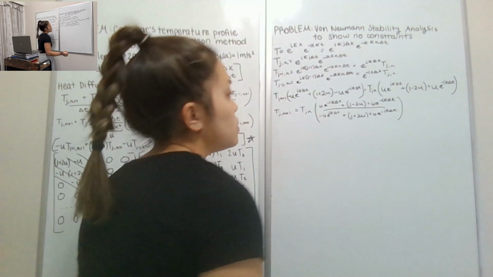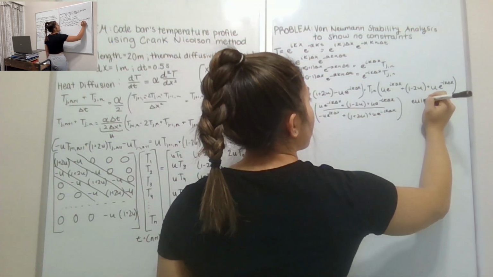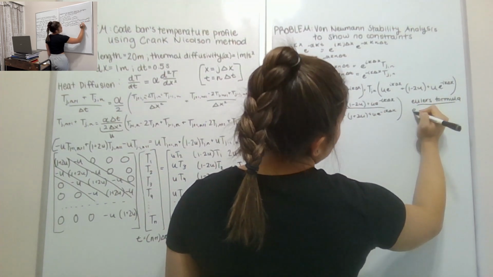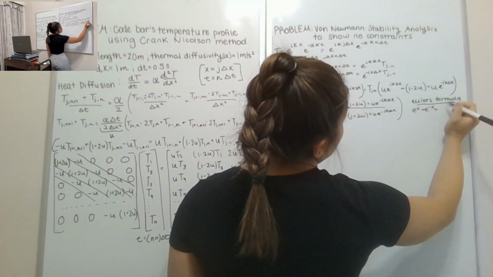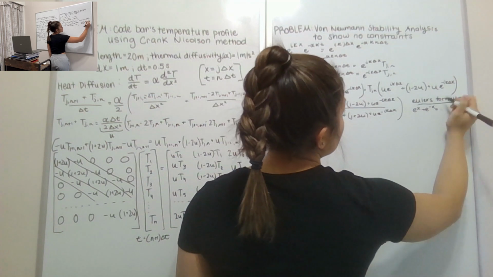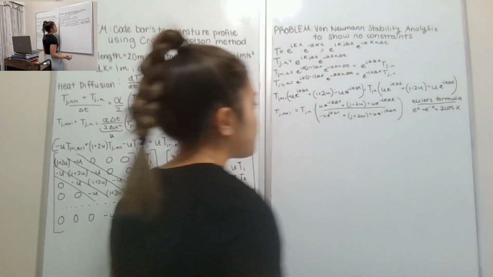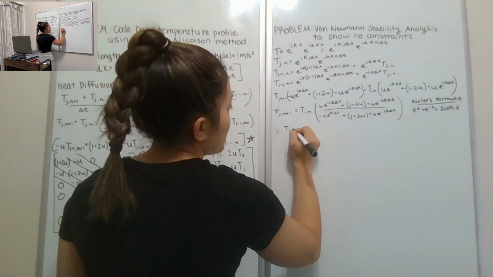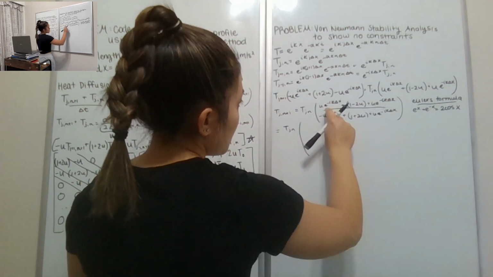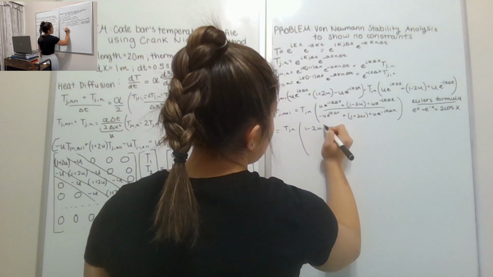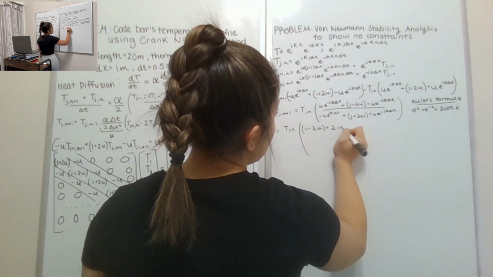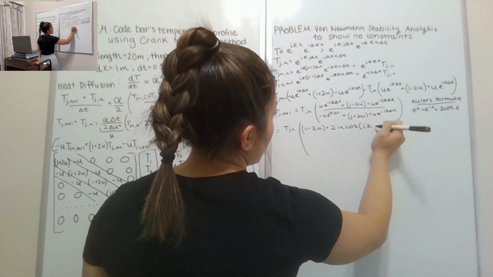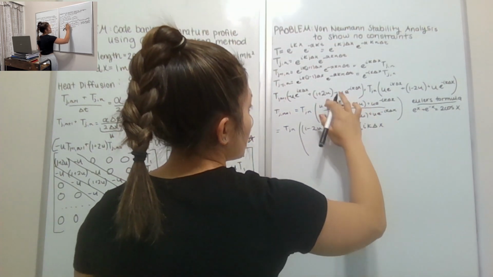And so what we can actually use is something called Euler's formula, which basically is just that e to the x plus e to the negative x is going to equal 2 cosine of x. And so we can use that to simplify this here. And so we have TJN, and then we have the 1 minus 2u will stay the same. And then we'll have plus 2u, and then cosine, so the x is just what's in the exponent, so we'll have IK delta x. This should also be positive, not negative.